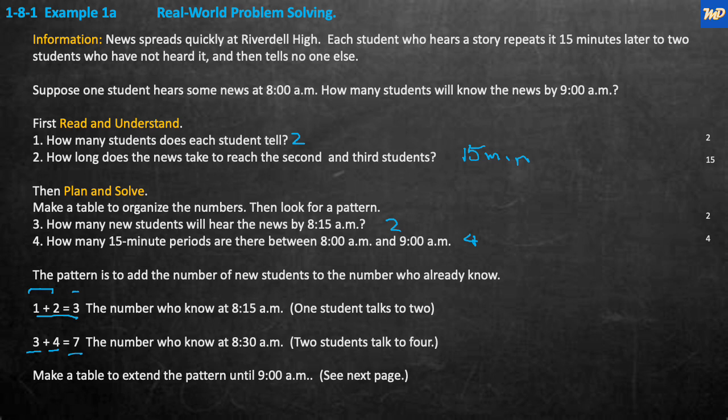Okay, that's because the 2 students talked to 4 students. So you had the 1, then the 2 students makes 3, and 4 students makes 7. So it says make a table to extend the pattern until 9 a.m. So we're going to see the next page to see if we can extend this pattern, okay?